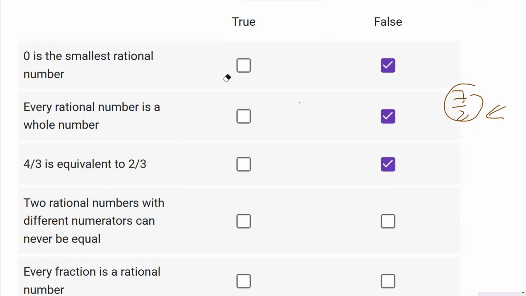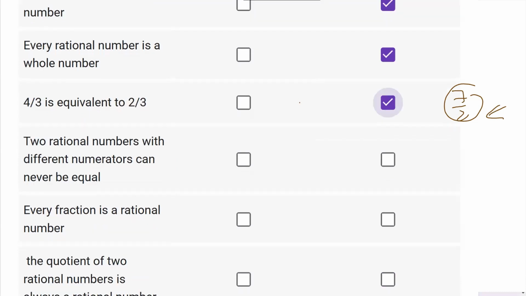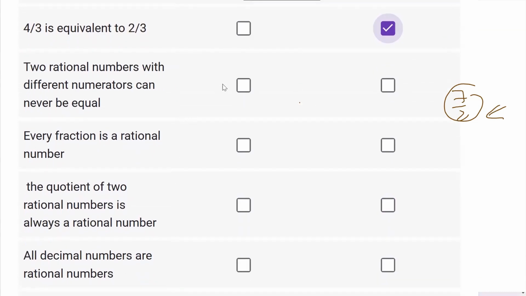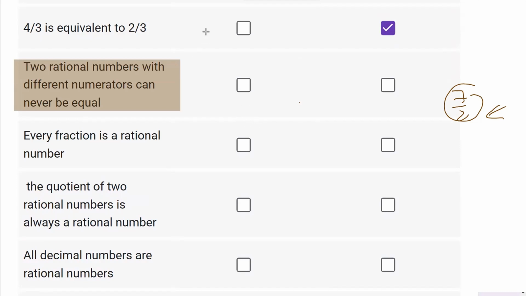Now coming to the next one, two rational numbers with different numerators can never be equal. Now check here, we need different numerators. Let's say 7/2, and the next I'm writing here as 14/4, right? We have different numerators as you can see, but they are equal, because on reducing we get 7/2. So we'll say that this is a false statement. As of now, we get all of them as false.